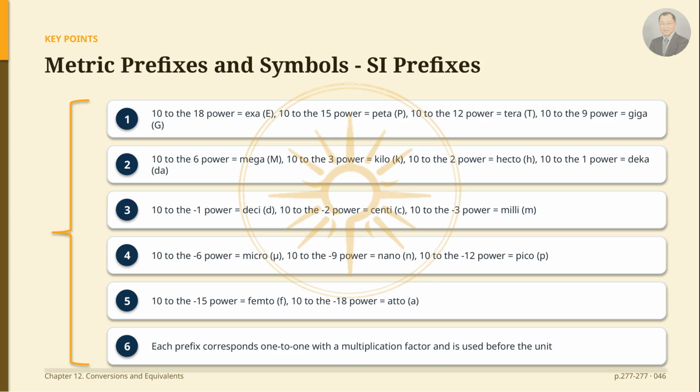Next, I will introduce the table summarizing metric prefixes and symbols. This table defines multiplication factors and powers of 10 and their corresponding prefixes and symbols. For example, 10 to the 9th power is expressed as giga with the symbol G, and 10 to the minus 9th power is nano with the symbol n. Rather than memorizing all the values, please use this table to find the necessary factor and symbol to attach to the unit when you need to concisely express very large or small values during the design or calculation process.